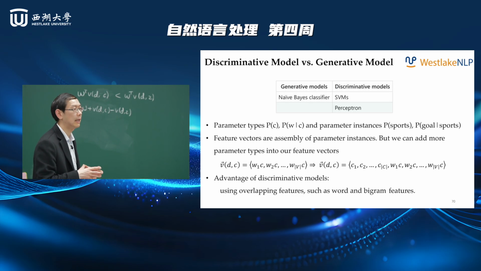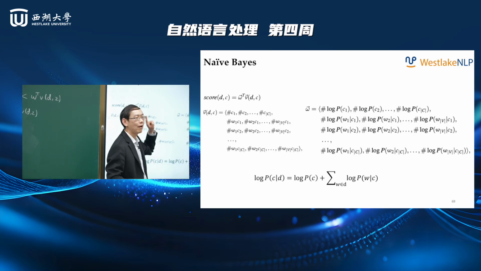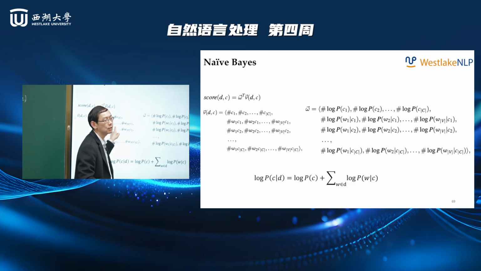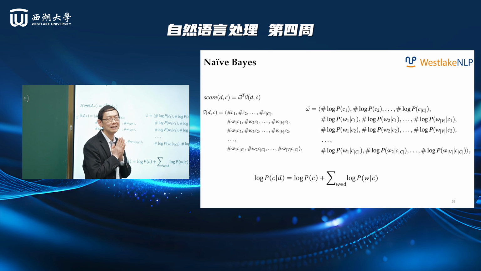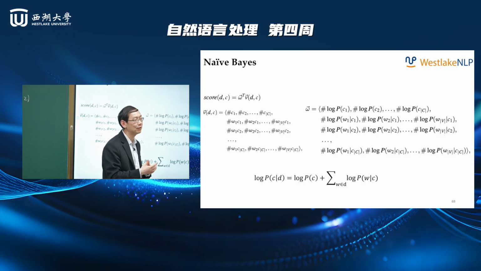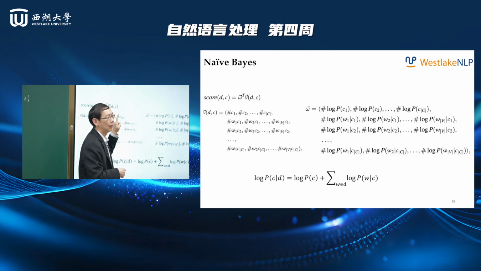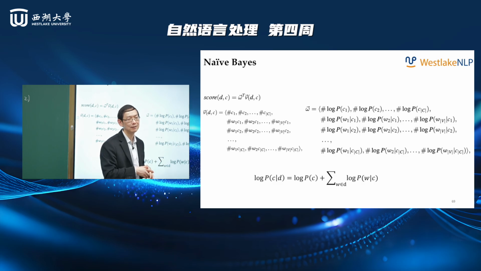The difference is that for naive Bayes, you have no way to change your representation vector. Your representation must correspond to your parameter vector. Because naive Bayes is a generative story. It first generates the class label and then generates every word. So your model parameters are like this. So your representation must correspond to your model parameters. You can't change it. Okay?